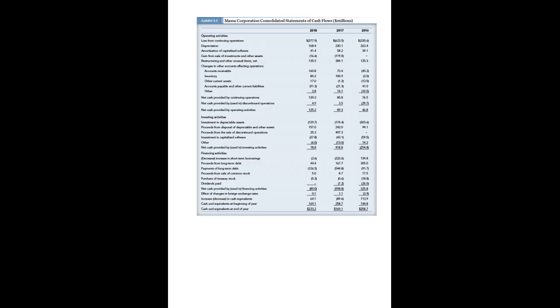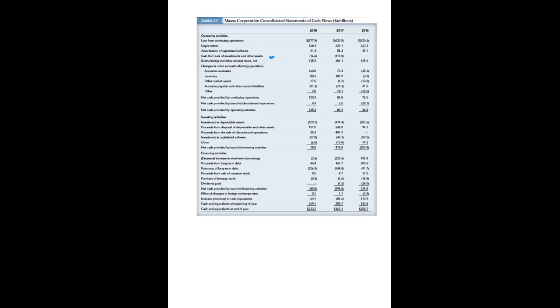And then depreciation and amortization are also there, and then gain from the sale of investment and other assets. They get some gain, which means they are selling their capital assets, and then restructuring and other unusual items are there.